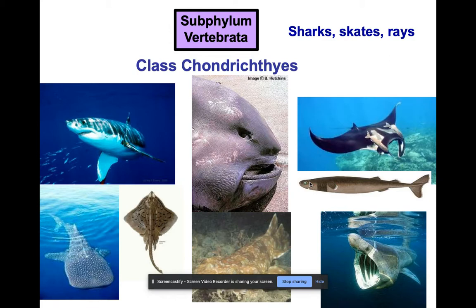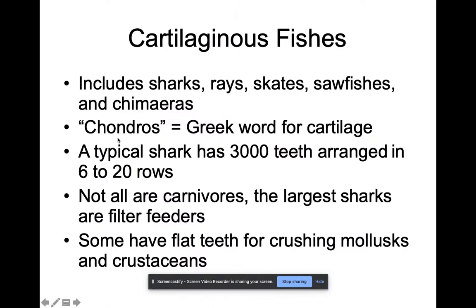So looking again within the class Chondrichthyes of sharks, rays, and chimeras, lots of different diversity. Again, over 750 species of these guys here. Chondro is the Greek word for cartilage. Typically, sharks have over 3,000 teeth, which is just crazy to think about, in 6 to 20 rows, and they just have a steady supply. As a shark loses a tooth, another one's right there behind it, which is probably why we have so many fossils of shark teeth, because there's just so many of them.